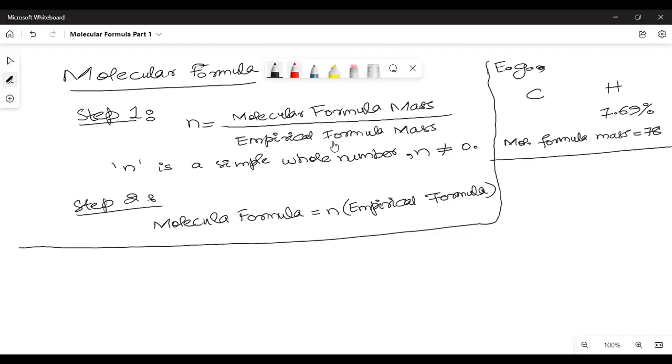Now, I'm not going to do the whole question. What you're supposed to do is continue with this step and calculate what the empirical formula comes out to be. Go ahead. From this specific part of the question, what do you think the empirical formula is going to be? Take your time, calculate the empirical formula, then say it out loud as soon as you're done.